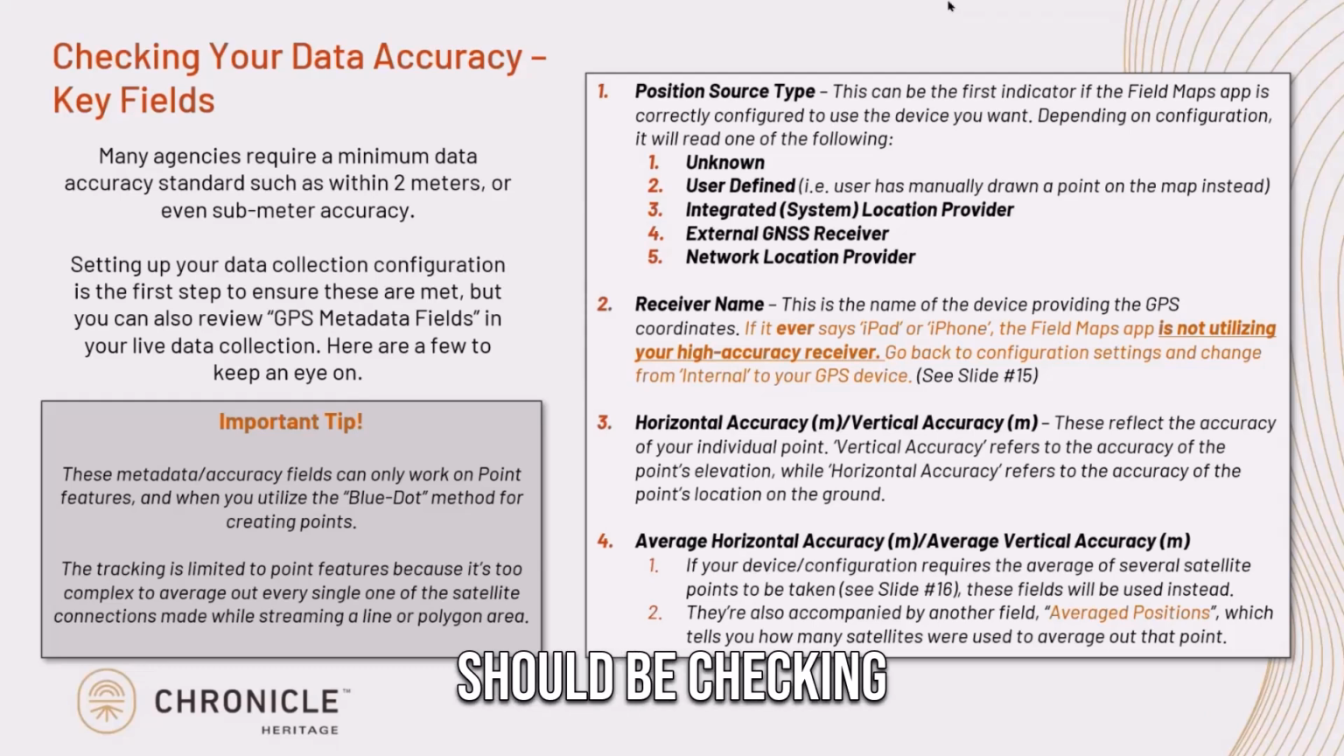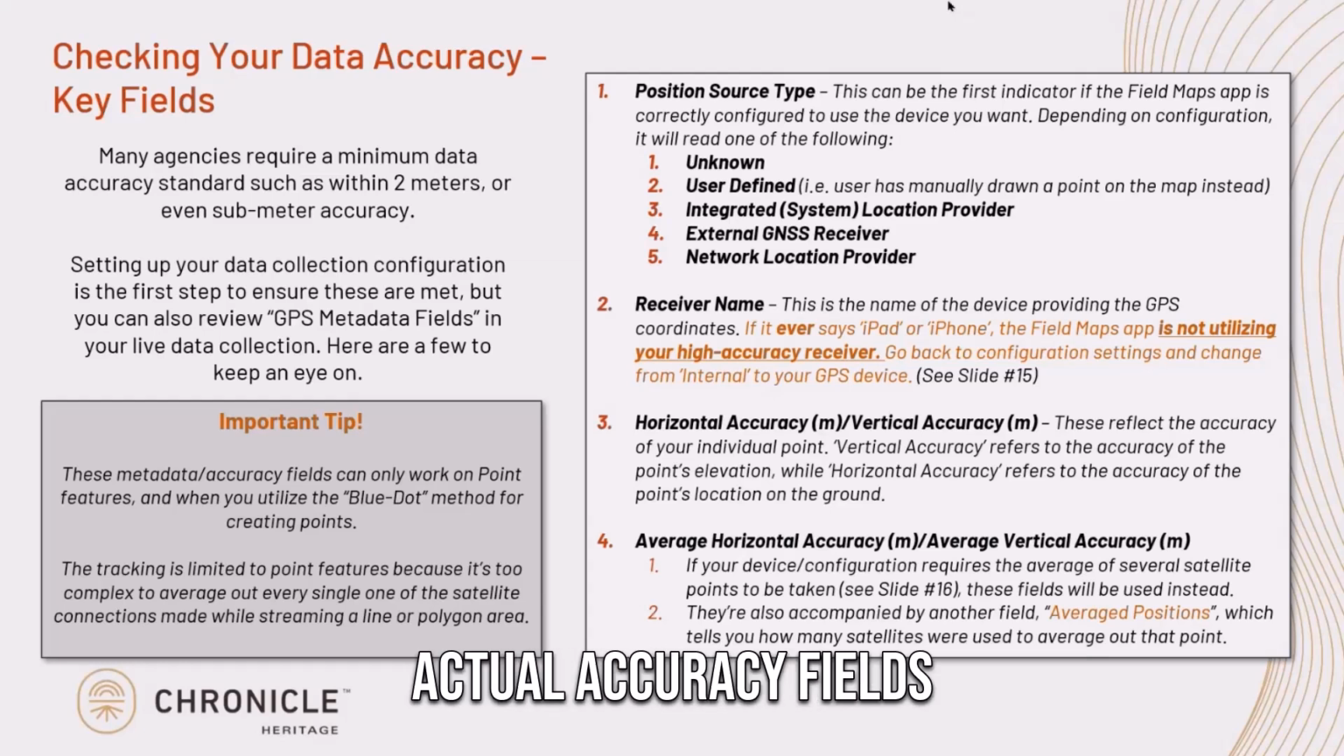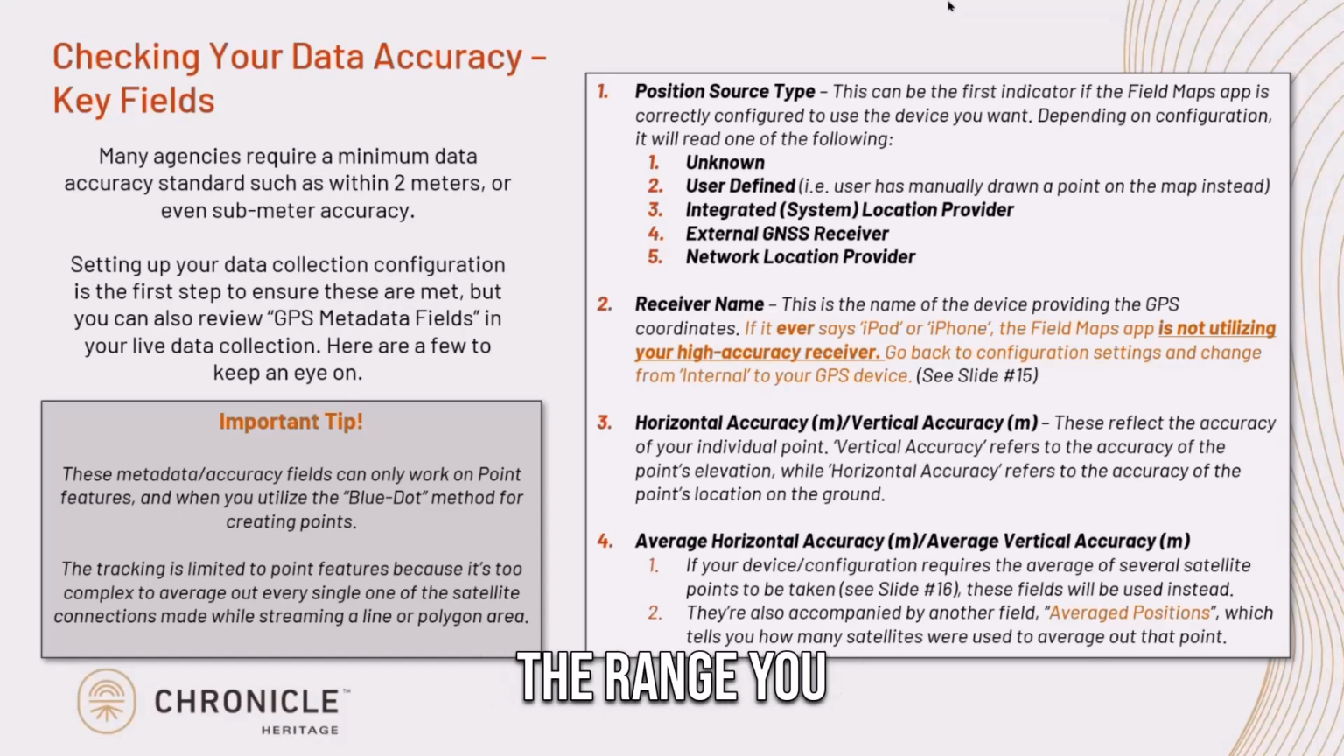This is the one that people should be checking the most, just to make sure it's pulling from where it should be. The next two sets are the actual accuracy fields that you can use to determine if you are within the range you want to be.